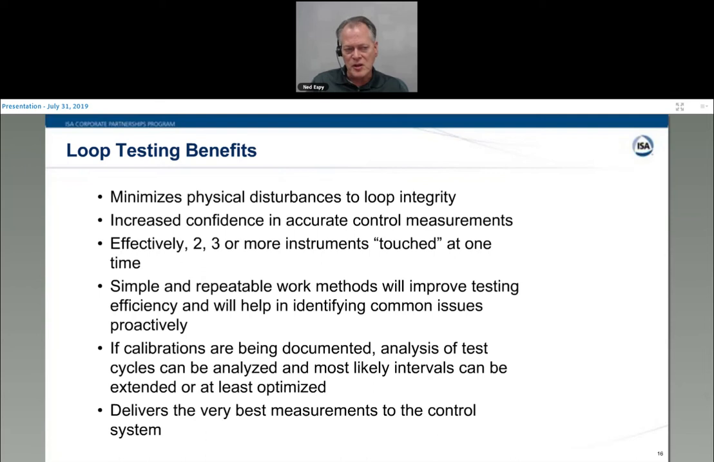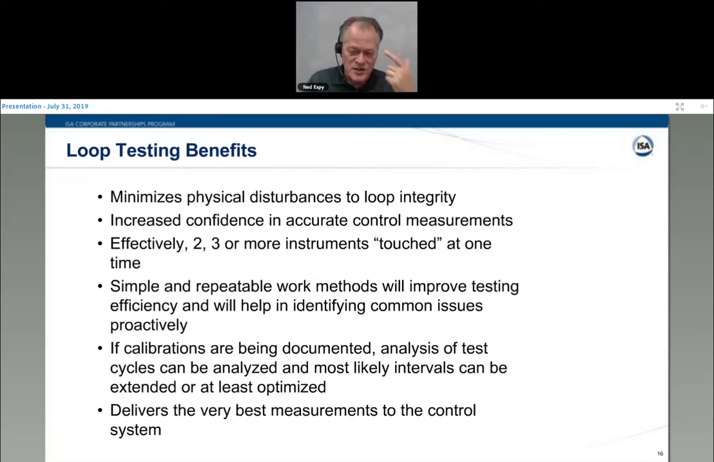But in general, if you're doing loop testing, your management's going to have a much higher level of confidence in what you're delivering in terms of measurement. It's really the most accurate way that you can run a plant if you're doing end-to-end testing. And really, people can't argue about it.